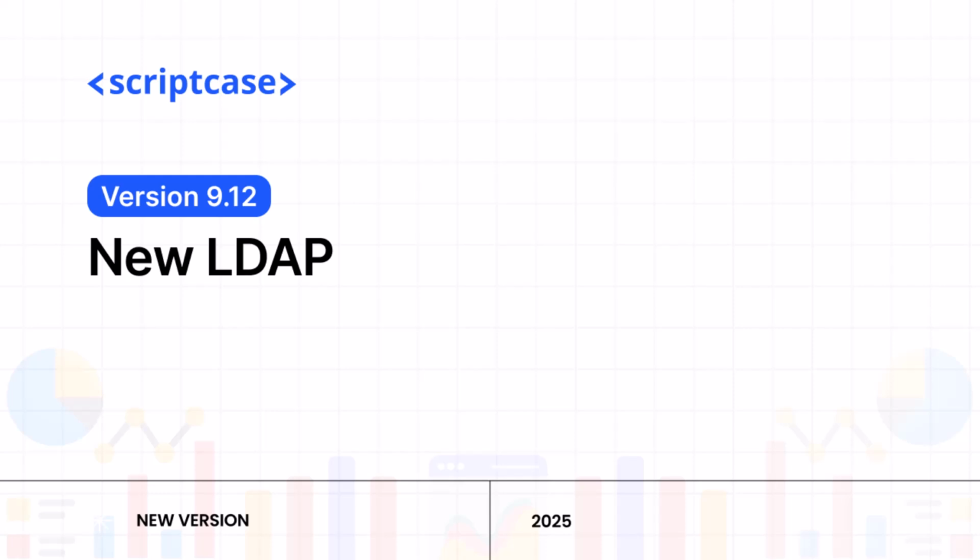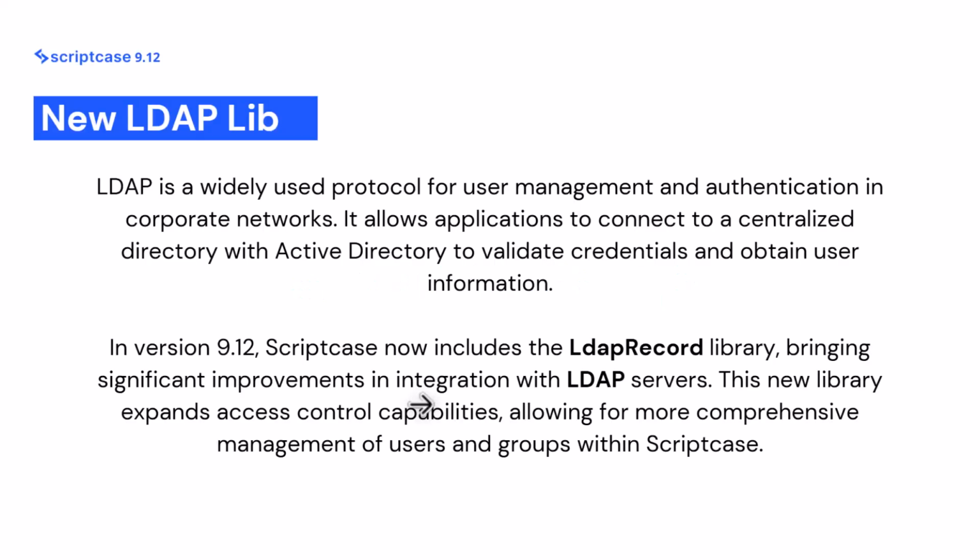In this video, I'll introduce you to the new LDAP options inside security of Scriptcase within the version 9.12. So in the version 9.12, Scriptcase now includes the LDAP record library, bringing significant improvements in integration with LDAP servers. And this new library expands access control, allowing more comprehensive management of users and groups within Scriptcase.